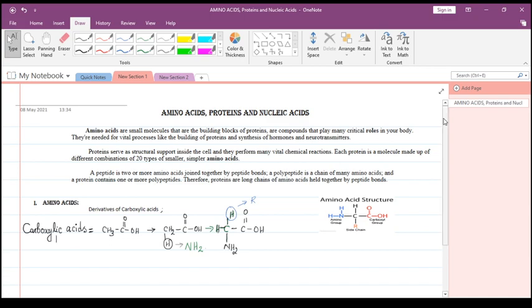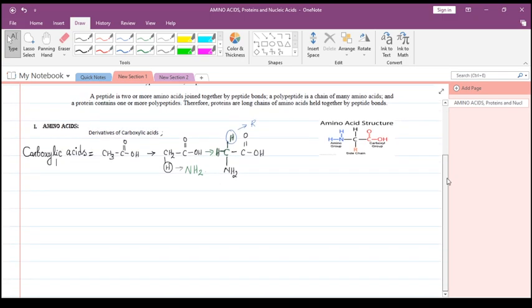Amino acids, the name itself says, are a combination of both amine and acid. That's why they are called amino acids. So from where are they obtained? Actually they are derivatives of carboxylic acid.